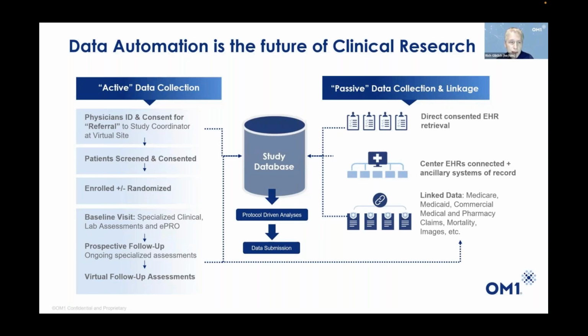So here, I've changed the naming. Instead of calling it traditional data collection and automated, I'm calling it active and passive. So passive data collection is that which we can collect without requiring work effort by a clinician, by a research assistant, by the patient. And that includes those direct consented EHR retrievals, health system EHRs and ancillary systems of record, and then linked data from commercial and federal insurers, from pharmacies, from mortality, social determinants of health, from third-party laboratory systems, and the list goes on.